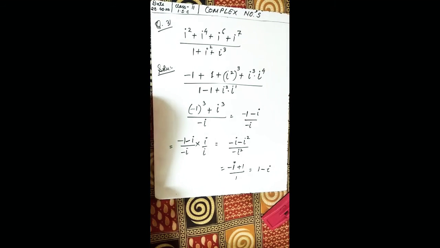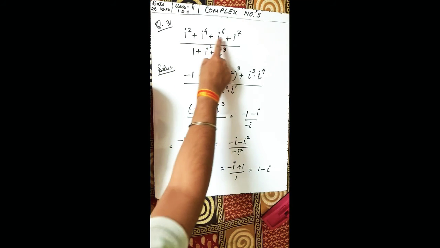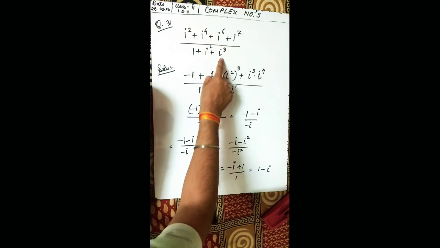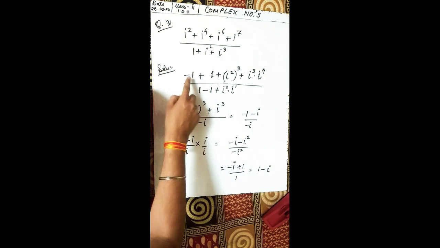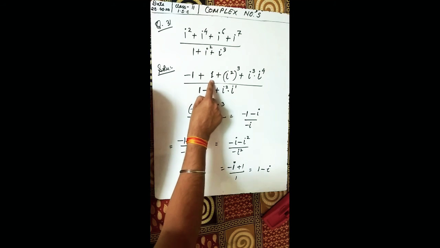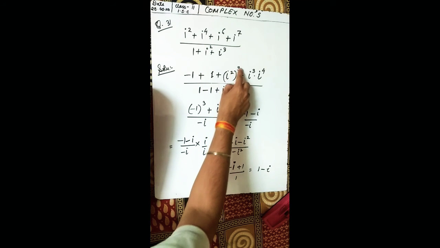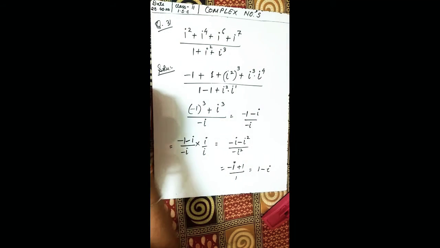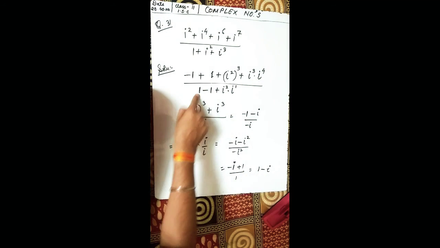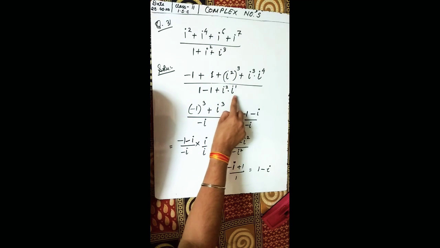Okay, so 31st question, that is i square plus i to the power 4 plus i to the power 6 plus i to the power 7 upon 1 plus i square plus i cube. So i square is minus 1, we already know. i to the power 4 is positive 1, that also we know. We are writing this i to the power 6 as i square whole cube, and i to the power 7 as i cube into i to the power 4, whole upon 1. i square is what? Minus 1. i cube can be written as i square into i.